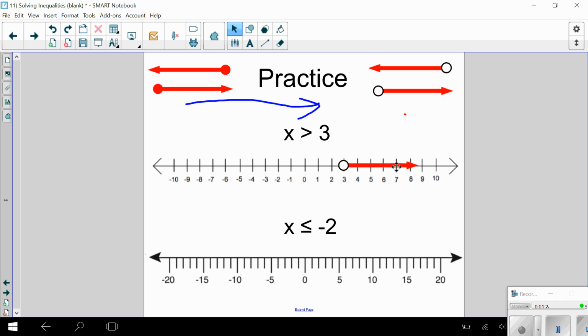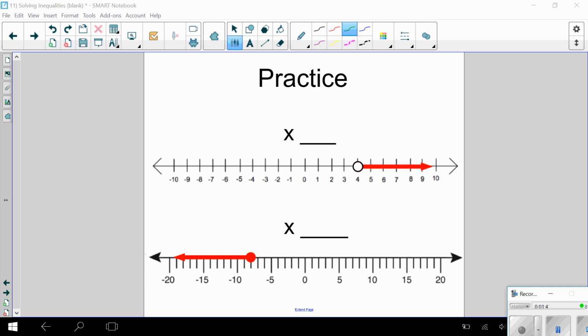The next one, if we make our arrow that matches our inequality, it's pointing to the left, and it kind of looks like an L. So since it's less than or equal to, we're going to use the closed circle, and it's going to go on -2. X is less than or equal to -2.